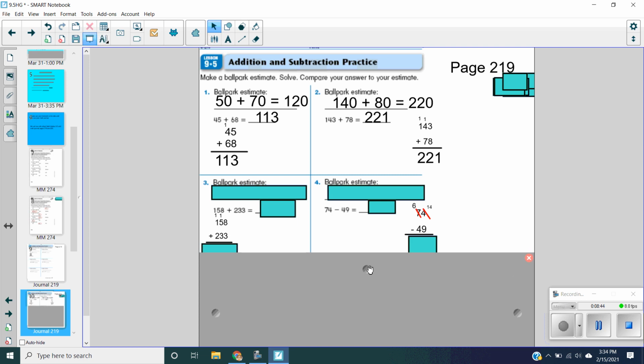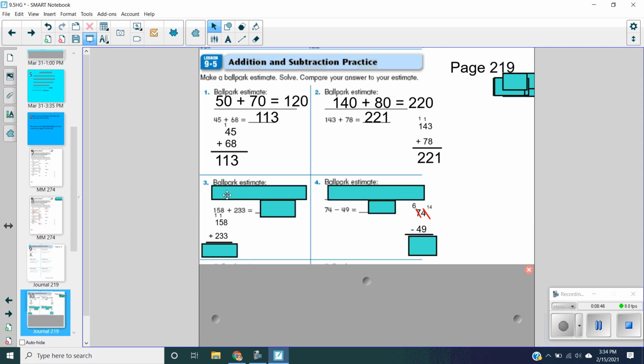For number 3, 158, I rounded to 160. 233, I rounded to 230 for my ballpark estimate of 390. And then when I'm solving, I know that 8 plus 3 is 11. I carried my 1, put my 1 below. 3 plus 5 plus 1 is 9. And then I just have, oops, I did not need to have that little one there. I'll take that off. And then I have my 1 plus 2, which brought me to 3, giving me my total of 391.